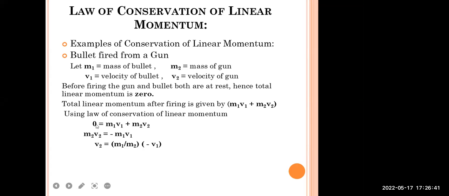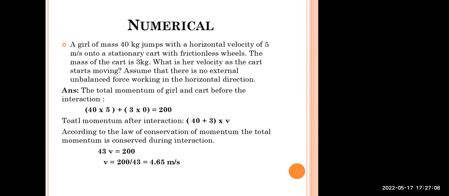So, before firing, the velocity will be 0 because both are at rest. So it will be 0 equals M1V1 plus M2V2, so M2V2 is equal to minus M1V1. V2 will be minus M1V1 upon M2. This is an example of the law of conservation of linear momentum.